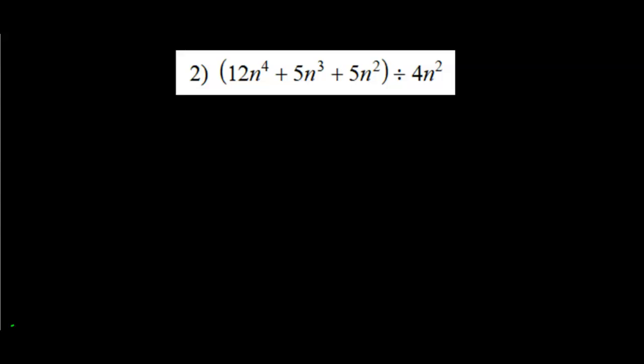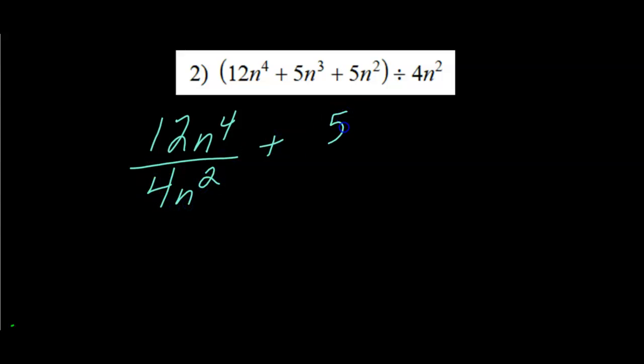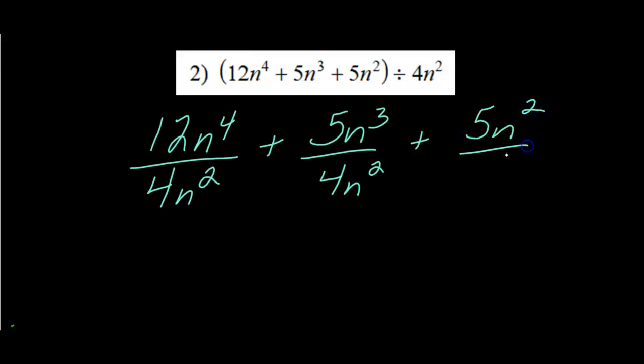For our next example, again, we're going to take 12n to the fourth, and you're going to put that over the 4n squared. 5n to the third, you're going to put that over 4n squared. And lastly, your 5n squared over 4n squared. And now we have it all set up and ready to go. We're just going to reduce our fractions.